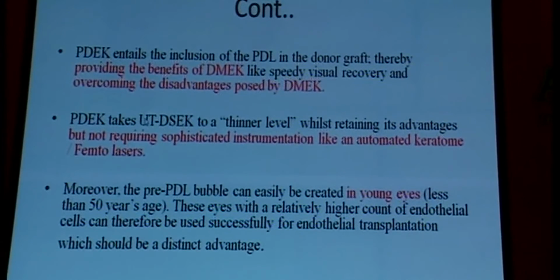PDEK takes ultra thin DSEK to a thinner level whilst retaining its advantages but not requiring sophisticated instruments, as I had told already. Moreover, the pre-Descemet's bubble can easily be created in young corneas. That is a major advantage over Descemet's membrane endothelial keratoplasty. These are eyes with a relatively higher count of endothelial cells, and therefore it enables a successful endothelial transplantation.